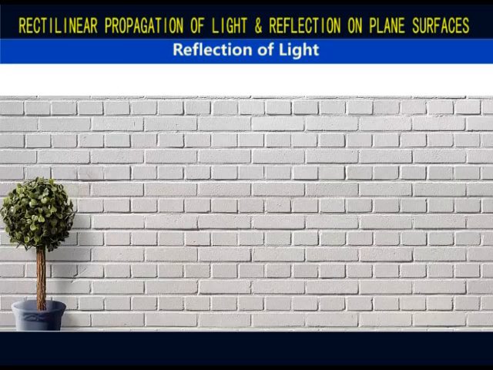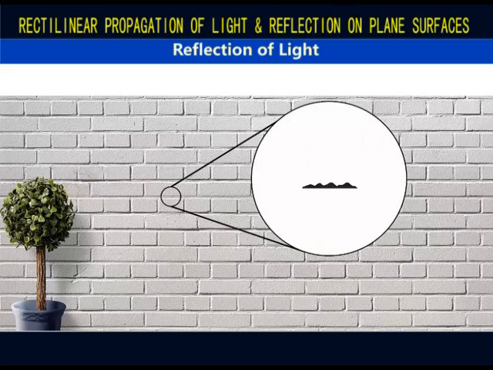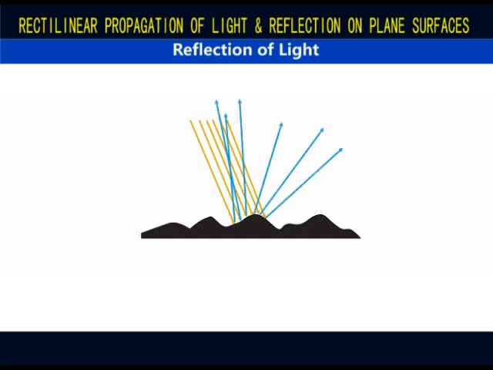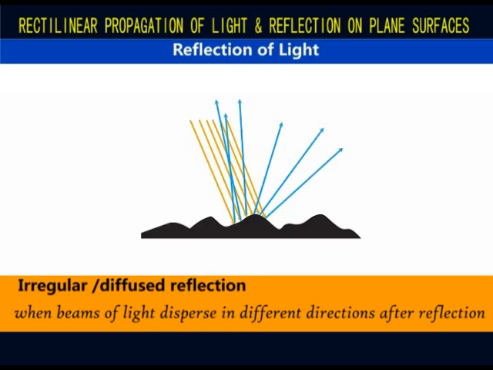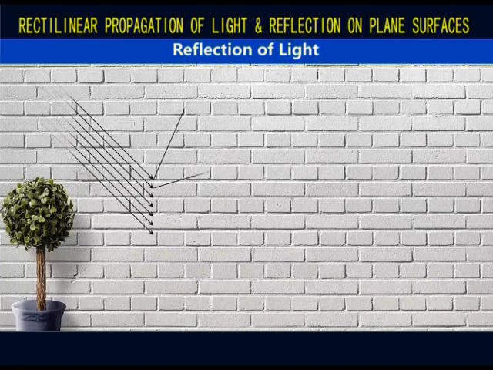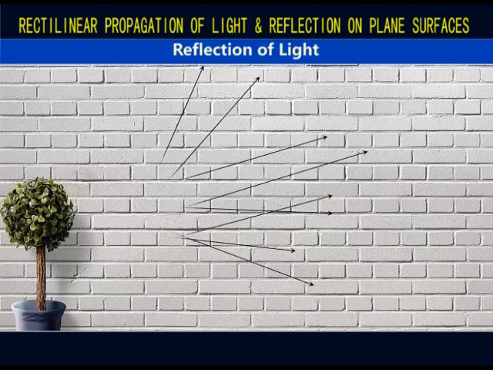On the other hand, the surface of a wall or wood is not smooth. When a parallel beam of light falls on such a surface, the reflected rays do not remain parallel. This is called irregular or diffused reflection. A wall cannot reflect an image because the reflected rays travel in many directions.